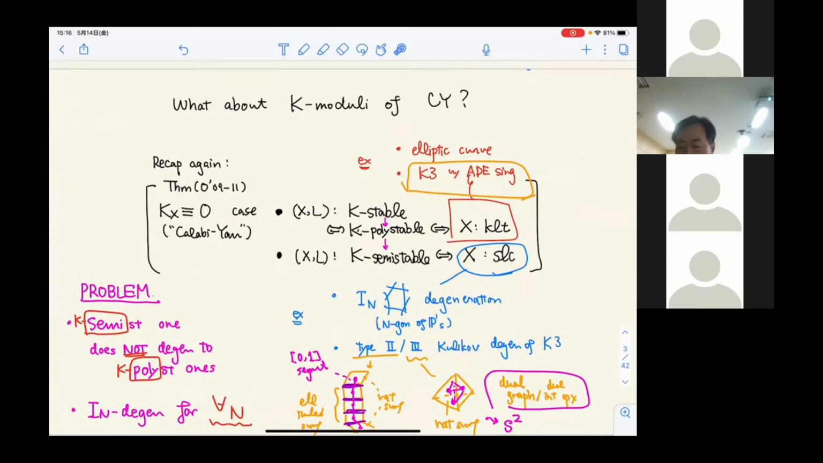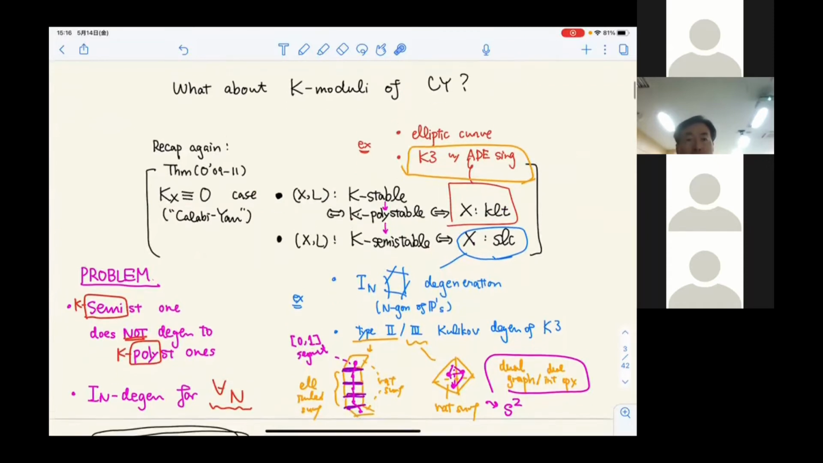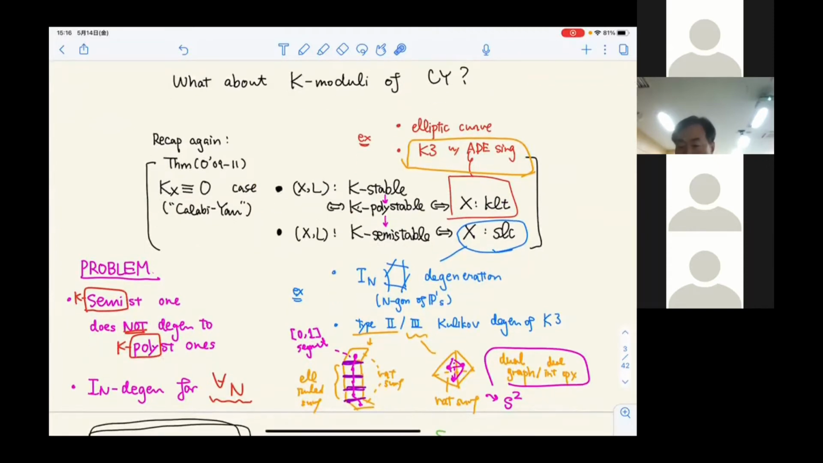So it's irreducible. So in particular, semi-stable ones cannot degenerate to polystable ones. So it is very different from the Fano case, and I mean the usual GIT setting. Yeah, so here I wrote the problem: semi-stable ones do not degenerate to K-polystable.